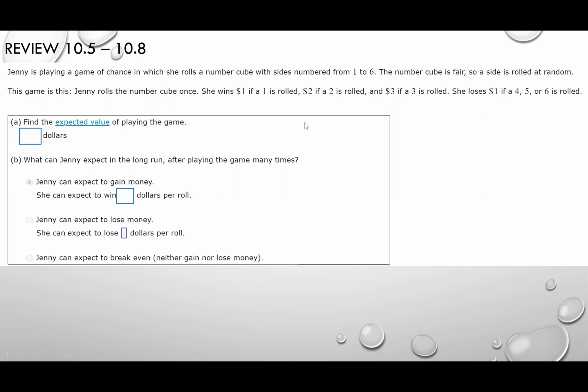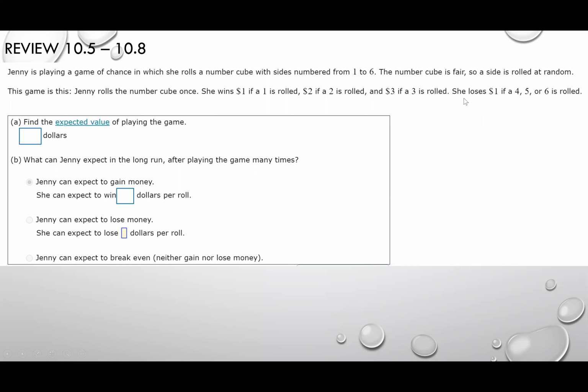Jenny will roll a number cube 1 time. So she rolls this die 1 time. She will win $1 if it lands on number 1. She will win $2 if it lands on number 2. And she will win $3 if it lands on number 3. And she will lose $1 if it lands on number 4, 5, or 6. So if it lands on 4, she loses. Number 5, she loses. Number 6, she loses, right?